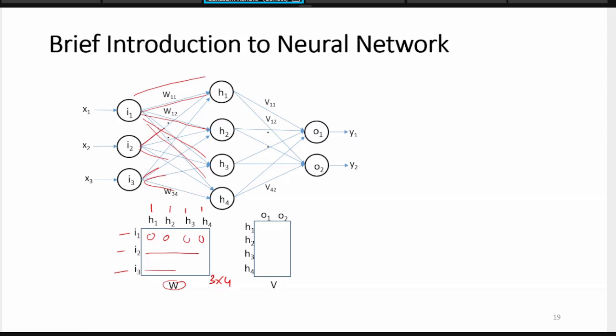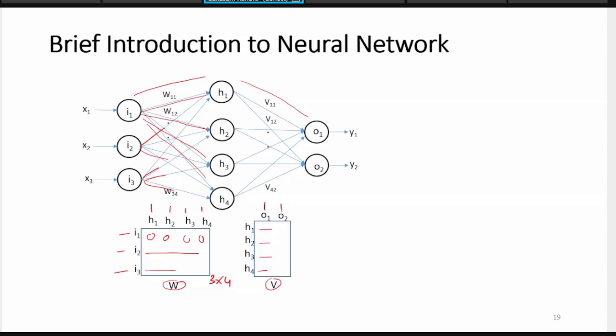Similarly, the next weight, between the hidden layer and the output layer, is also a matrix. I have 4 hidden nodes, so I have 4 rows. I have 2 nodes in the output layer, so I have 2 columns. This is V. So everything is about learning these two matrices, W and V, if you have one hidden layer.